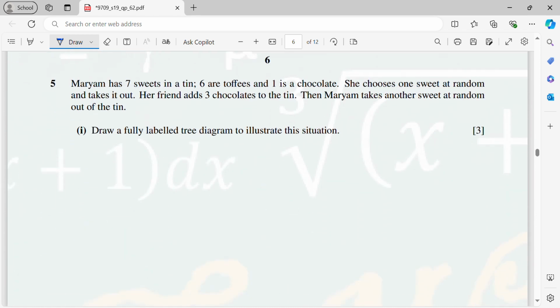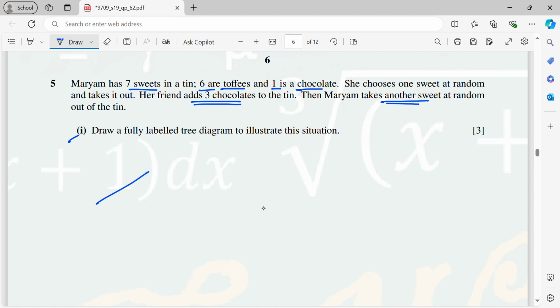Question 5. Mariam has 7 sweets in a tin, 6 are toffees, and 1 is a chocolate. Okay, 1 chocolate. She chooses 1 sweet at random and takes it out. Her friend adds 3 chocolates to the tin. Then Mariam takes another sweet at random out of the tin. First part, draw a fully labeled tree diagram to illustrate this situation.